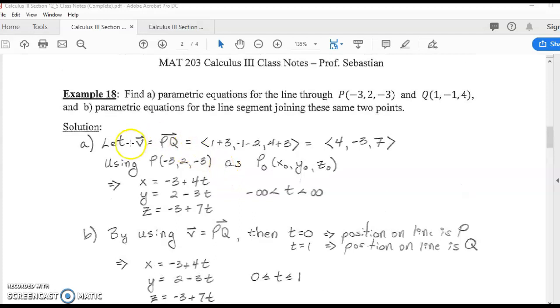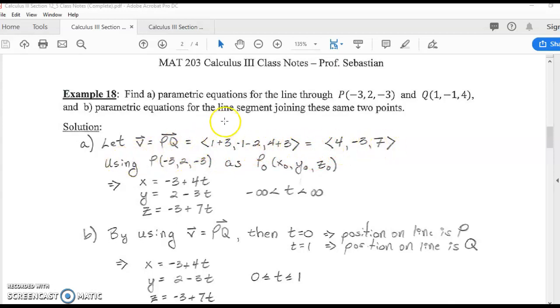So we're going to let V be the vector from P to Q. Okay, that's certainly a vector that's parallel to the line because both those points are on the line. So that's easy to figure out, right? If we let the vector be V from P to Q, then it's 1 minus a -3, or +3. 1 plus 3 is 4. -1 minus 2 is -3. And 4 minus a -3 is 7. So that's a vector V that's parallel to the line we want.